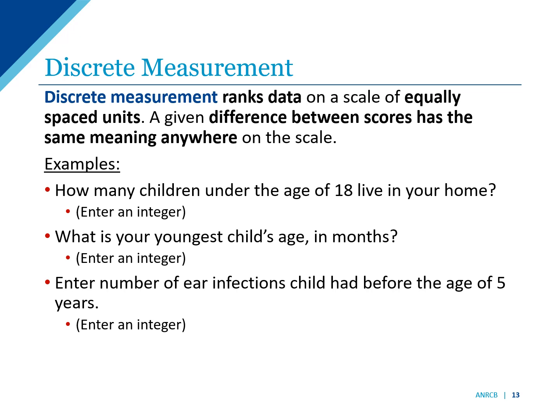Discrete measurement ranks data on a scale of equally spaced units, in which a given difference between scores has the same meaning anywhere on the scale. We typically think of these as counts, such as how many children under the age of 18 live in your home, or what is your youngest child's age in months, or the number of ear infections a child had before the age of 5 years.